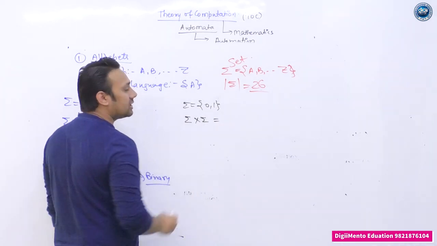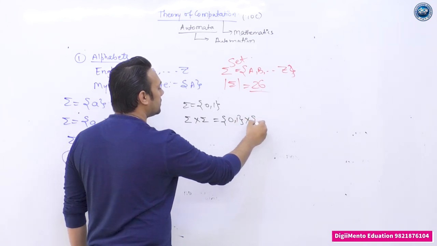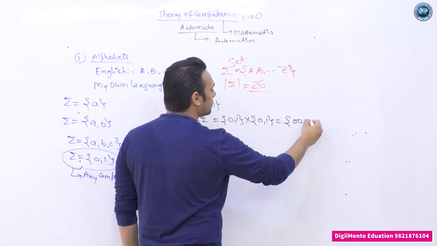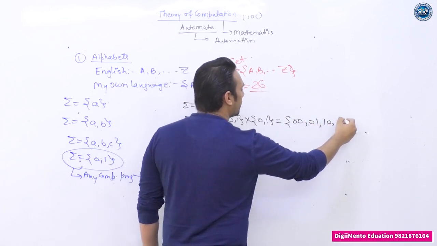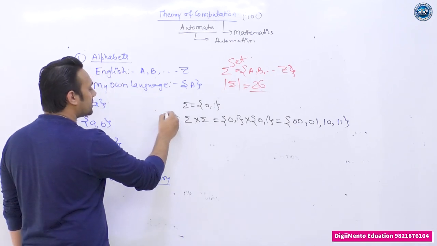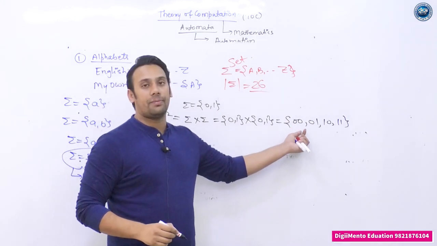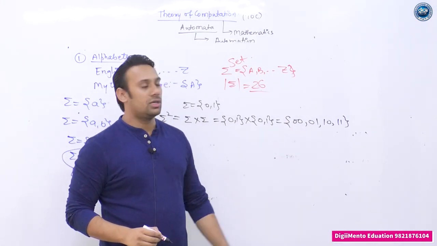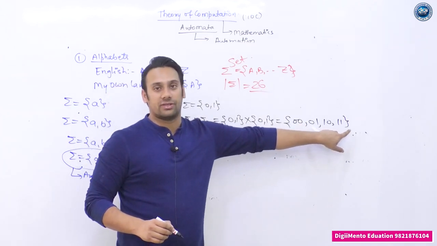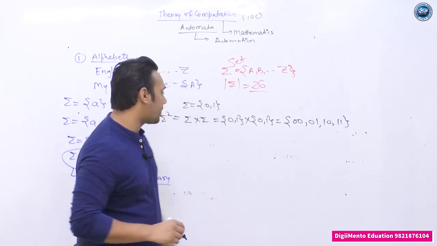अगर मैं submission cross submission लेता हूँ तो इससे हमें क्या मिलेगा, that will be 0,1 cross 0,1 which is equal to 0,0, 0,1, 1,0 and 1,1, and this is represented by summation square. अगर आप इसको ध्यान से देखेंगे, this is set of all binary strings whose length is 2. It is a binary string, it is a binary string, it is a binary string and it is a binary string. So this is a set of all possible binary strings whose length is actually 2.